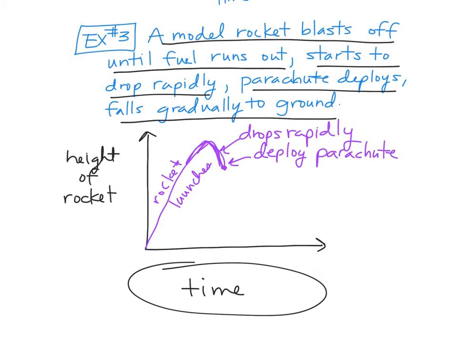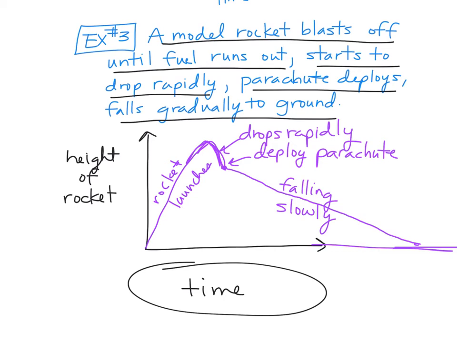Because we were falling fast, but then when you deploy your parachute, you're gonna fall slower. So it's gonna take more time, right? Time's going this way. So it's gonna take more time to get to where we wanna go. So it's gonna do something more like this until it hits the ground, right? And here's our ground level over here. So this is falling slowly or gradually.